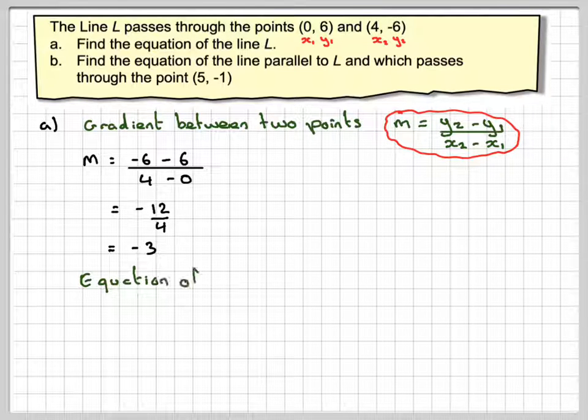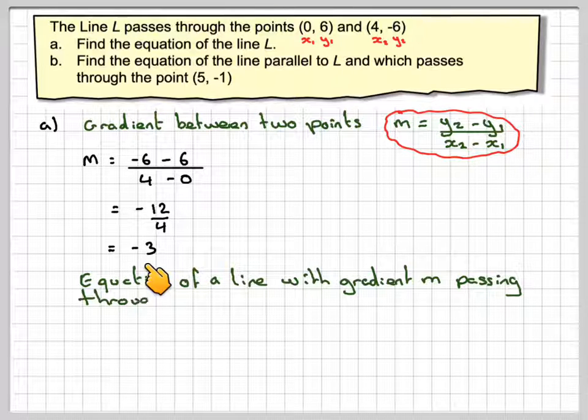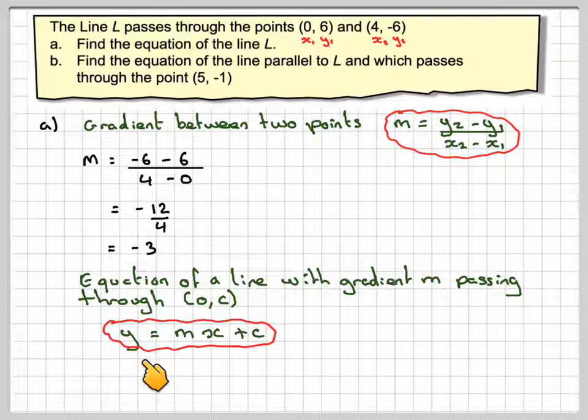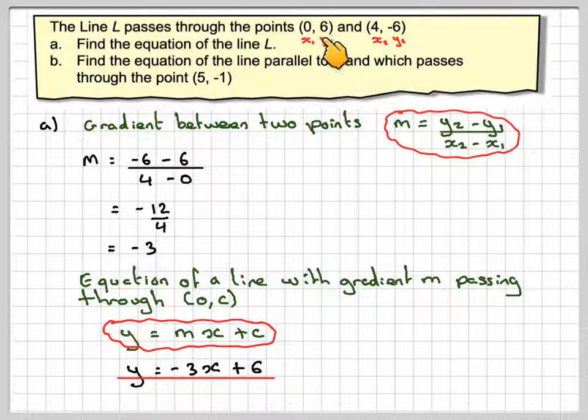Now, to find the equation of the line, I've got two ways I can do it. With a gradient of m, which is minus 3, and passing through a point (0, c). And I've done that because I know this goes through the point (0, 6). Well, then I can use directly y equals mx plus c. So m will be minus 3, and then c will be 6. So y will be equal to minus 3x plus 6. Remember, this gives you the gradient, and this gives you the y-intercept. And we were given the y-intercept in the question.